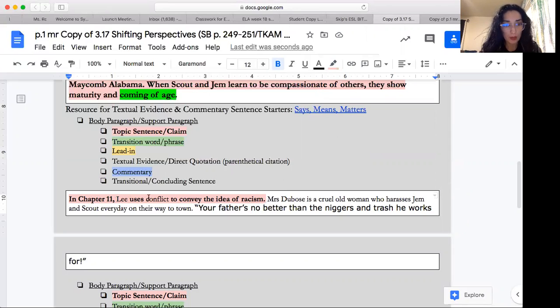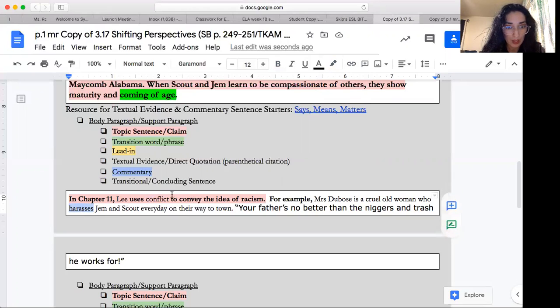Okay, in chapter 11, Lee uses conflict to convey the idea of racism. For example, Mrs. DeBow is a cruel old woman who harasses Jem and Scout every day on their way to town. Okay, yeah, harasses, that is an idea of conflict. So it is a good connection to my topic sentence because harassment is a type of conflict. It's an external conflict because someone is trying to assault you and hurt you. They're attacking you. Okay, so now I have my transition sentence.